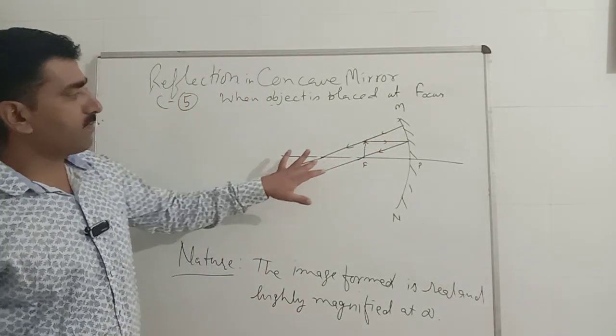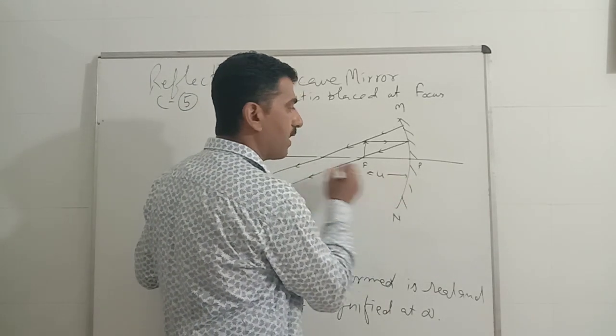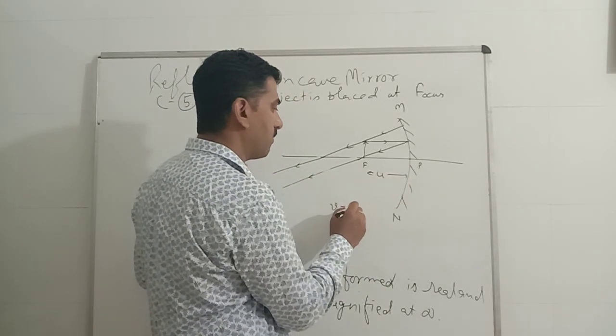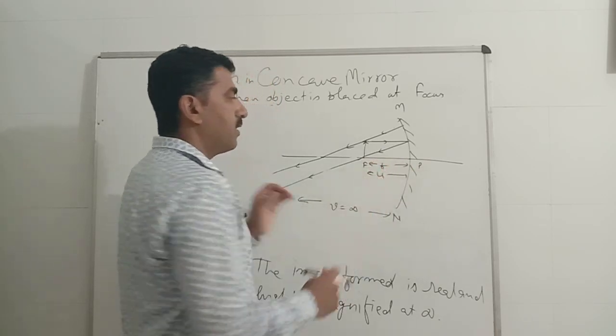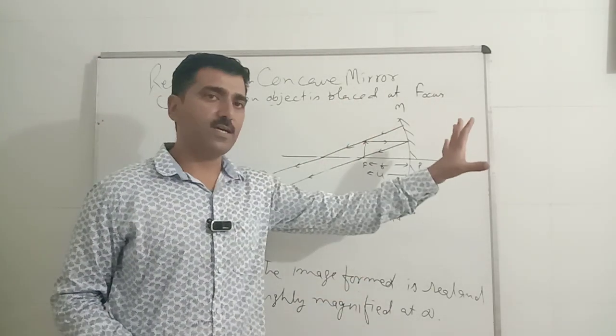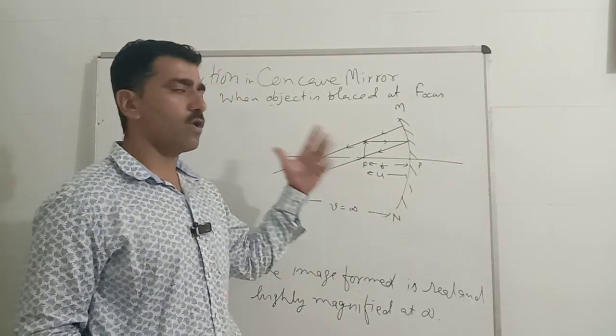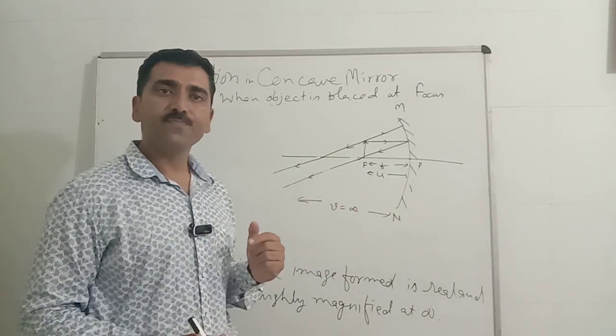If the numerical will come, then you are supposed to solve. What is the position of U? U is equal to F here, and V is equal to infinity. Very simple. F is always negative in a concave mirror. In a convex mirror it is positive, in a concave mirror it is negative. U is always negative. So V depends upon the situation. Right now it is negative.